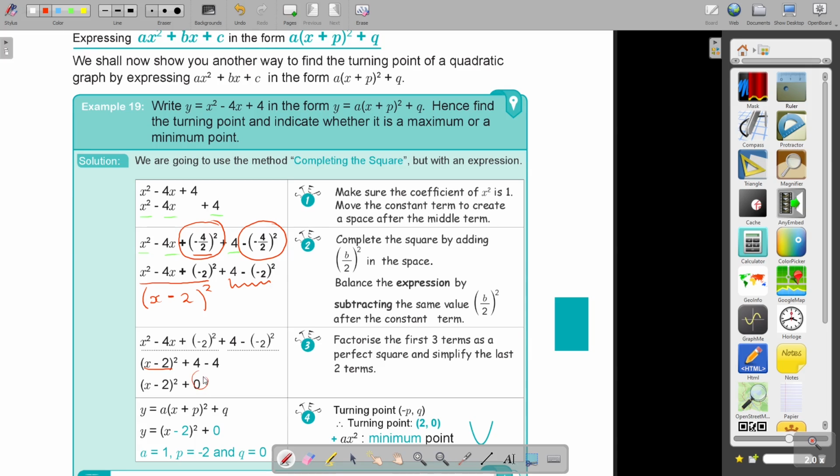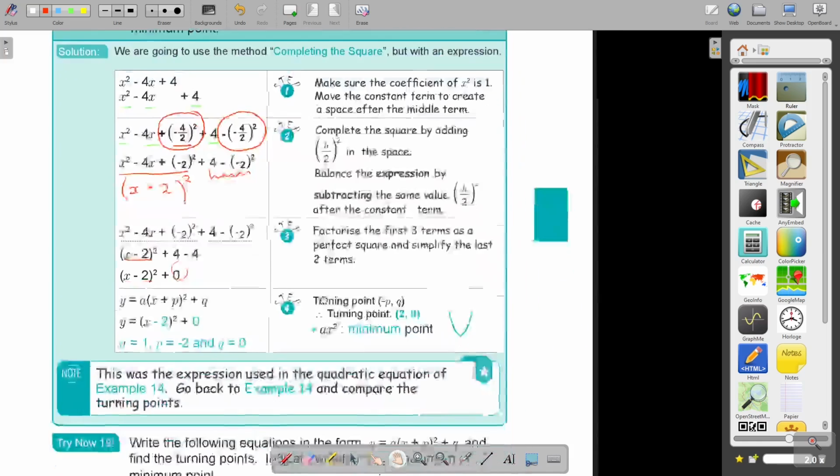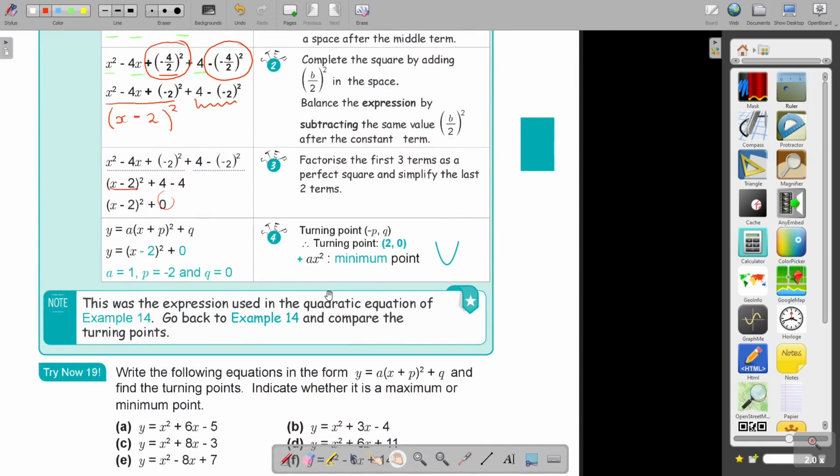Now, from that, I can find my turning point. So this P, can you check there? That's going to be the x value, but you change the sign. So if it's negative 2, it's going to be positive 2. Do you see there? And then Q, in this case, Q is 0, so it's 0. You take that value as it stands there, and there is your turning point.